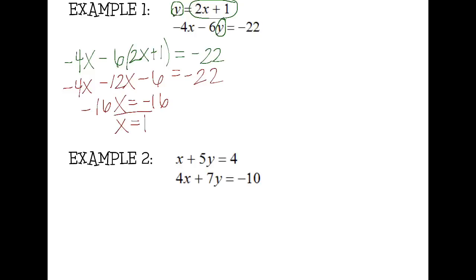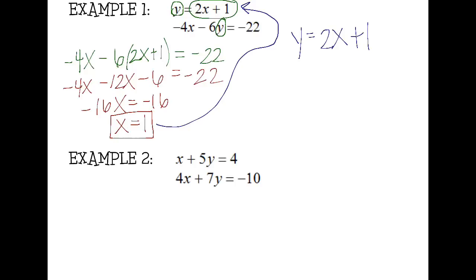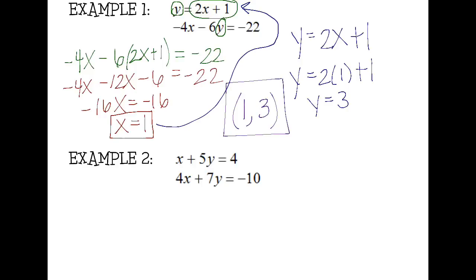So we have solved for part of our system, right? We found the x. So now we're going to use that to solve for y. We can take this and plug it back into this equation. We know that y is equal to 2 times x plus 1. So if x is 1, then y equals 2 times 1 plus 1. 2 times 1 is 2, plus 1 is 3. So y equals 3. So in this case, our final solution, we can write as a point, (1, 3). That means these two lines, if we were to graph them, would intersect at the point (1, 3).